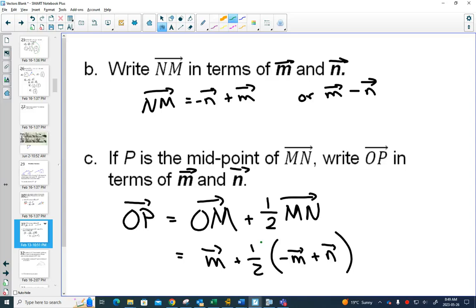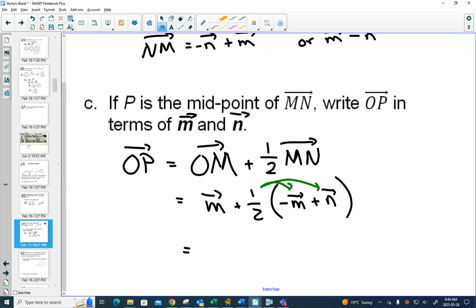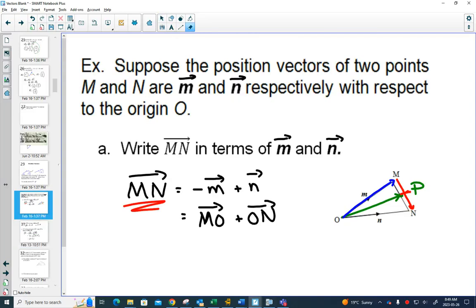So we can distribute this half, just like we would do with regular numbers, and combine like terms, and we will get half of M plus half of N. Now what's really cool about this, we wanted to get to the midpoint P right here. We figure out the midpoint of M right there. We figure out the midpoint of N right there. I draw this halfway. I draw this halfway.